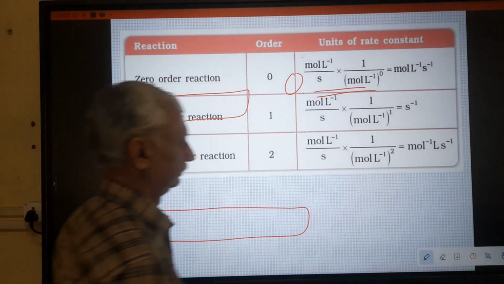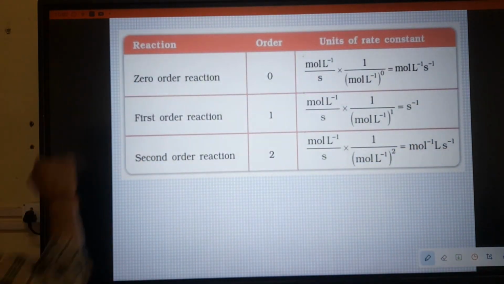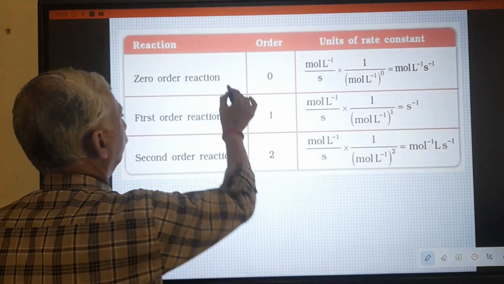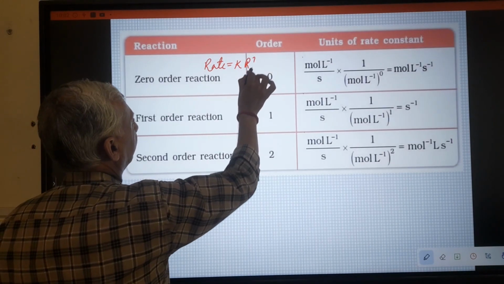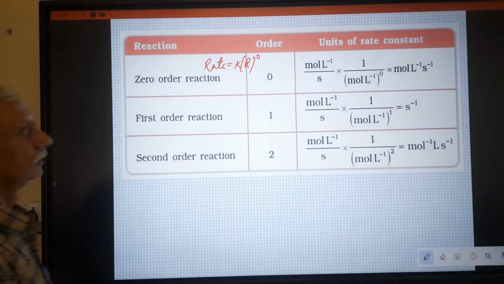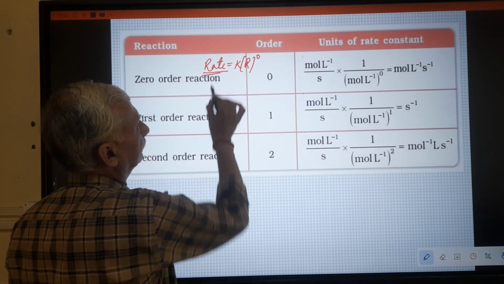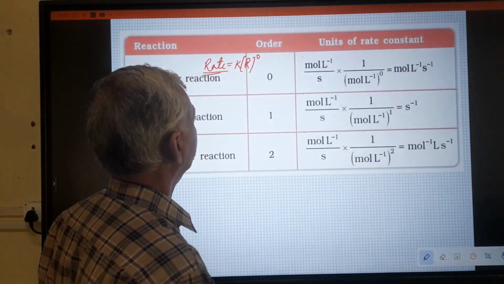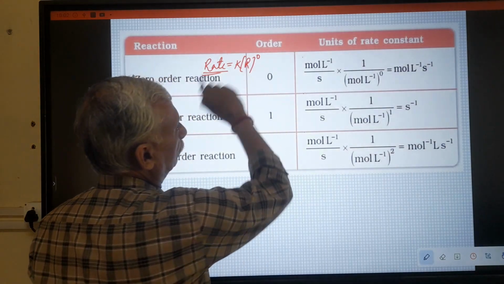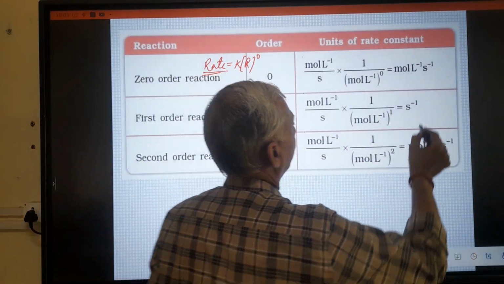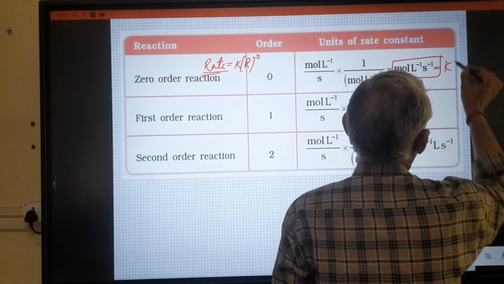For example, this is a 0 order reaction. For 0 order reaction, we write the expression rate is equal to K, the reactant raised to power 0. The unit of rate of the reaction is mole per liter per time or mole per liter per second. Since raised to power 0 is equal to 1, the same will be the unit of rate constant. So this is the unit of rate constant K for 0 order reaction.